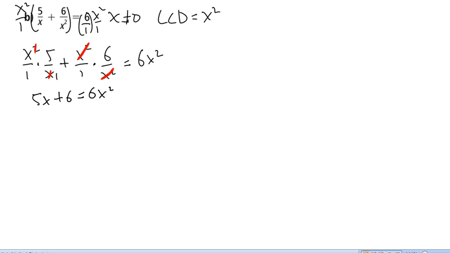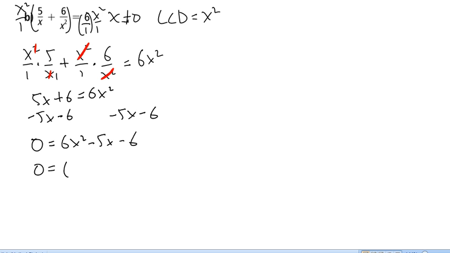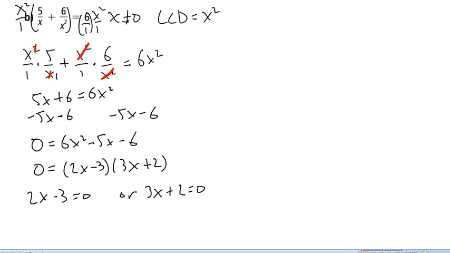Alright, let's get everything on the same side as the x squared. So minus 5x from both sides, and minus 6 from both sides. So we know we have 0 on the left equals 6x squared minus 5x minus 6. I'm going to factor that, and I'm going to get 2x minus 3 times 3x plus 2. So notice that now 2x minus 3 can equal 0, or 3x plus 2 can equal 0.